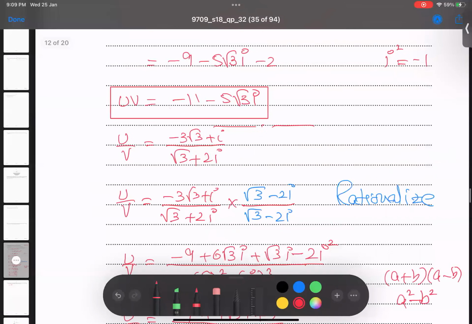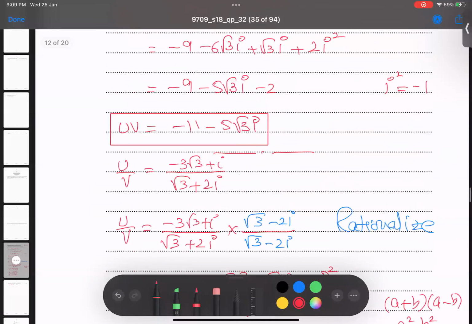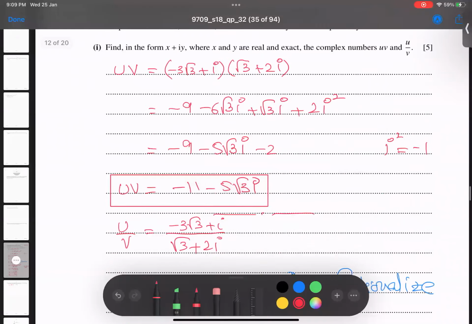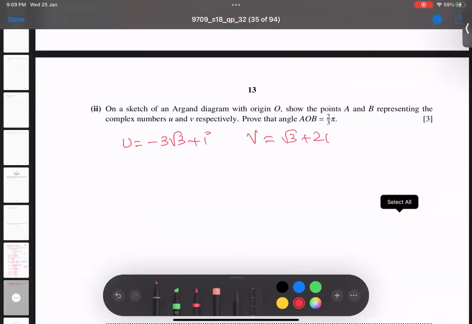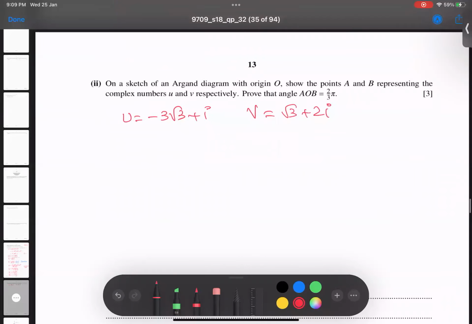And the second complex number is root 3 plus 2 iota. Okay, let's start now how we can complete the question. According to the statement he mentioned here, this is represented by A coordinate, and this is represented by B.